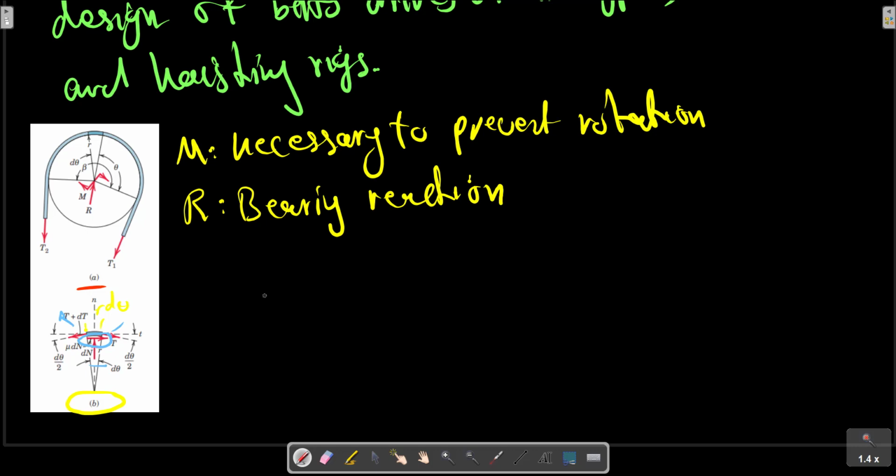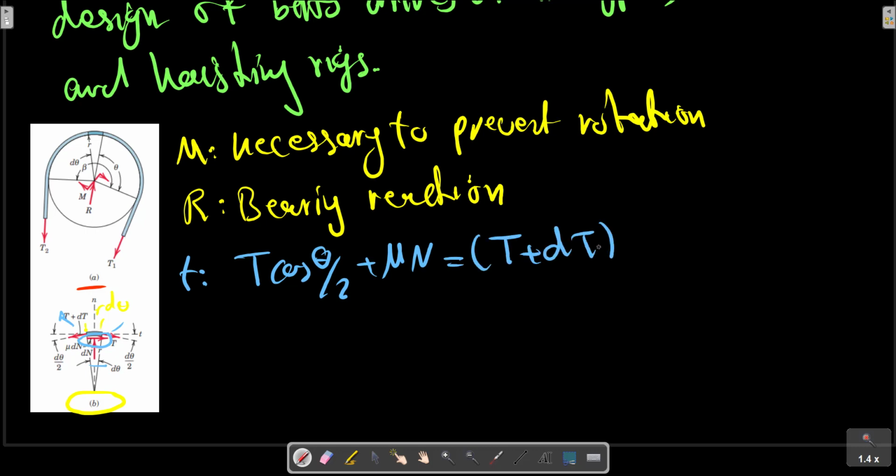Equilibrium in the T direction gives us this relation: T cosine d theta over 2 plus mu dN equals T plus dT, so mu dN equals dT, since the cosine of a differential quantity is unity in the limit.